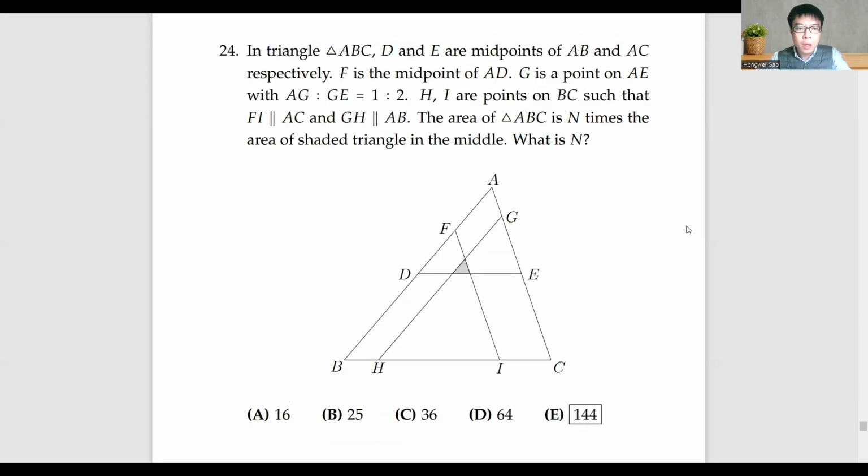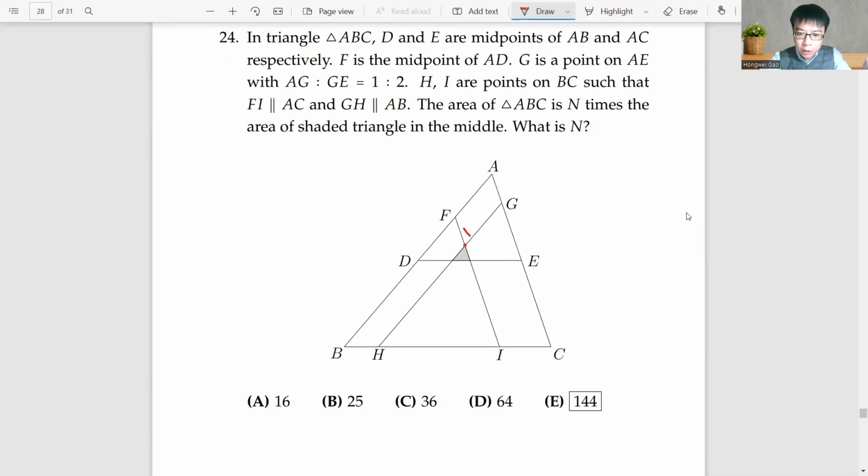Question 24. In triangle ABC, D and E are midpoints of AB and AC. F is the midpoint of AD. And G is a point on AE such that AG to GE is 1 to 2. H and I are points on BC, so FI is parallel to AC. GH is parallel to AB. The area of triangle ABC is n times the area of the shaded triangle. What is n? So let me mark the vertices of this shaded triangle to be, say, x, y, z.